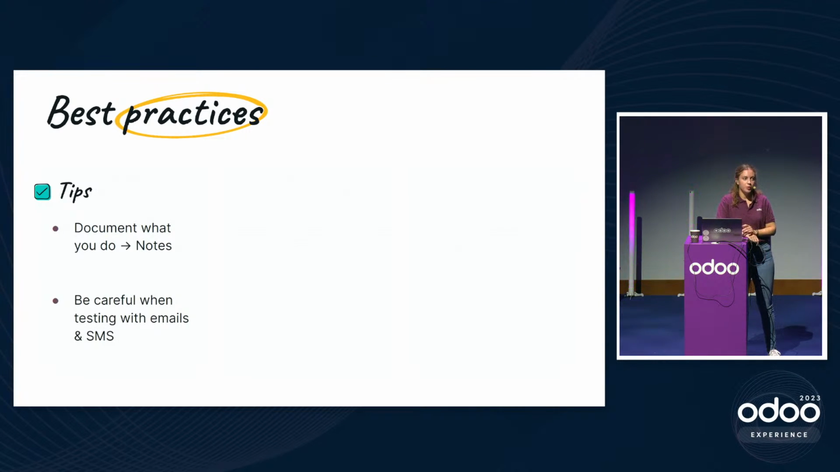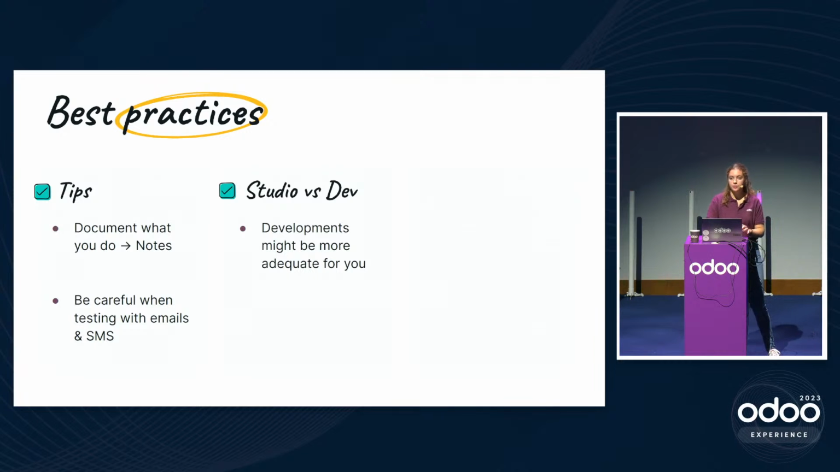Be careful when you are testing with your automated actions because emails and SMS are really sent out of the database. Now, sometimes a development might be more suitable to your needs if your need is too complex or, for example, if it doesn't follow Odoo standard logic. So keep that in mind. And also, you should know that Python code in your automated action will generate maintenance fee.